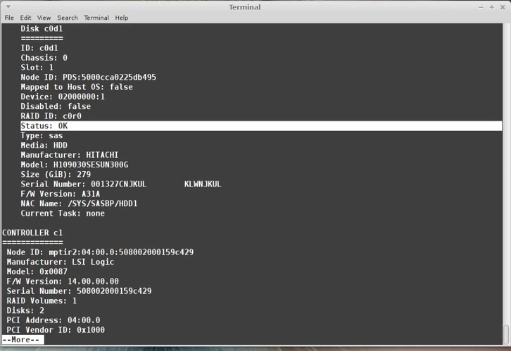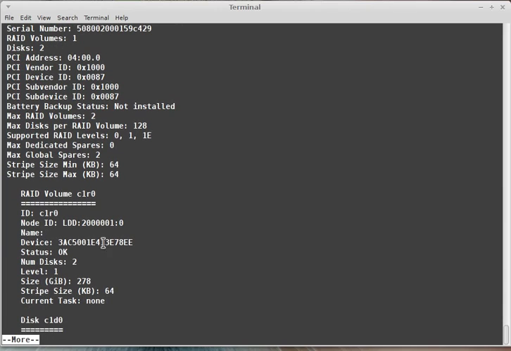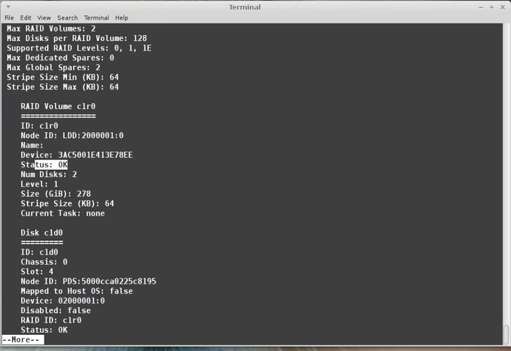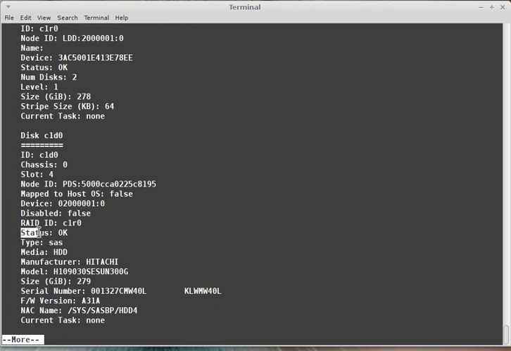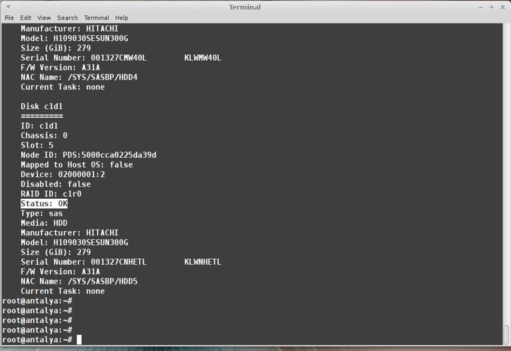Let's continue for controller 1. There is a RAID volume inside of that also. Controller 1 is C1R0. Yes, the status is okay. Let's check the disks in here. The status is okay, which is the first disk, C1D0, and C1D1, which is the second one, which is okay.